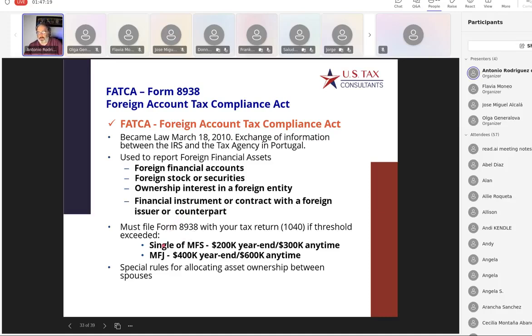And as I said before, for single and married filing separately the threshold is 200,000 at the end of the year, or 300,000 at any time during the year. And for married filing jointly, it's 400,000 at the end of the year, 300,000 at any time during the year. Okay.